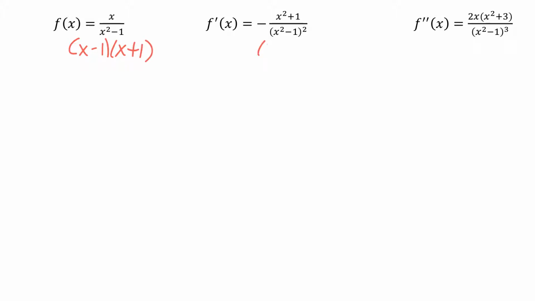Similarly over here, we're going to have (x minus 1) squared and (x plus 1) squared. And here we'll have (x minus 1) cubed and (x plus 1) cubed. It's important that we factor each one of these denominators so that when we're drawing the sign diagrams, we have all the relevant key points so we can draw them properly.